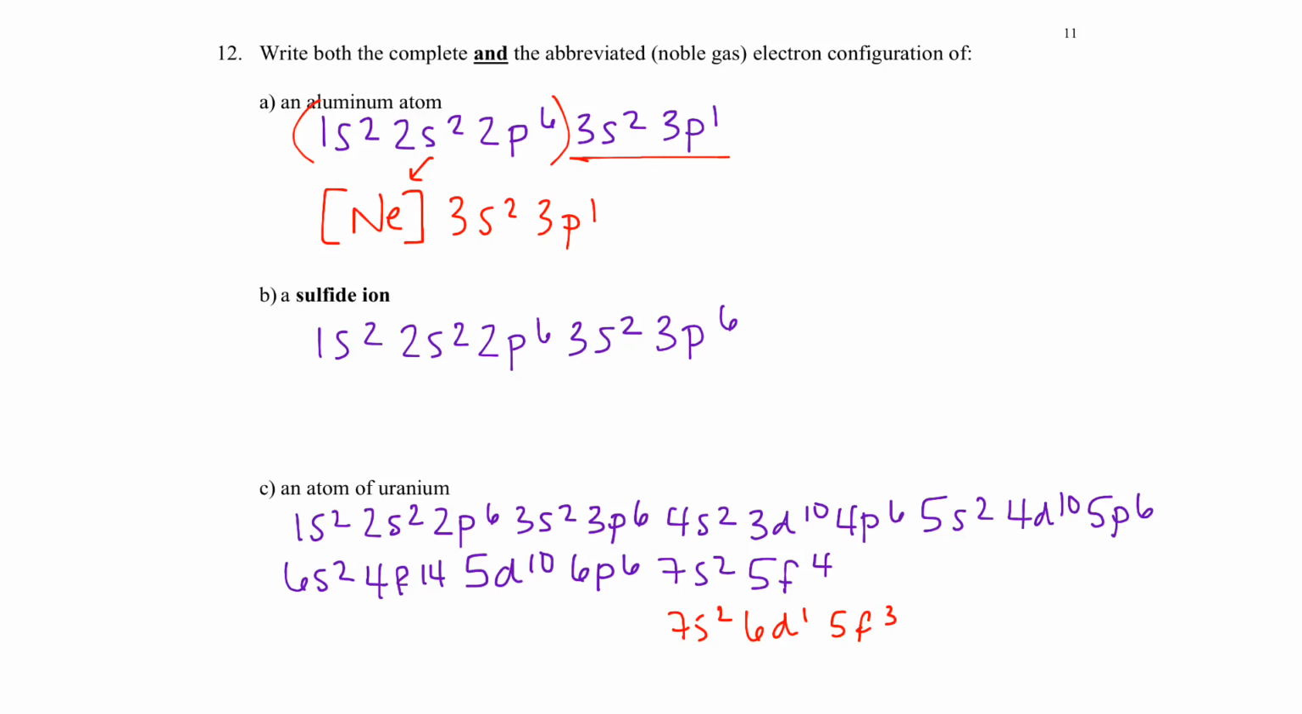Same thing for the sulfide ion. Sulfur's in the third row, so neon happens to be the core for this one as well. So if we write the rest of it, we see 3s2, 3p6.